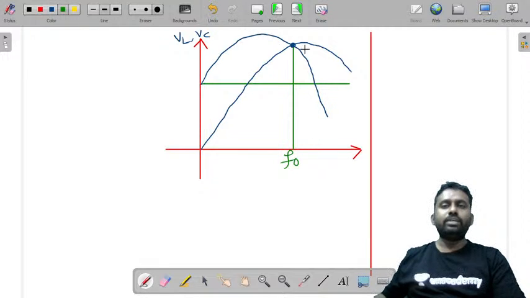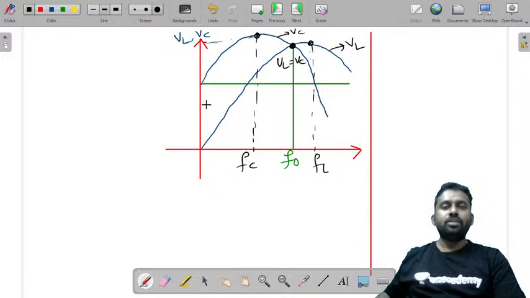And the frequency at which the voltage across the capacitor is maximum is FC, the capacitive frequency, and this is FL, the frequency at which the voltage across the inductor is maximum. At this point VL is equal to VC. This is the VC curve, this is the VL curve. So in this region it is behaving like a capacitive circuit, and in this region it will be behaving like an inductive circuit.